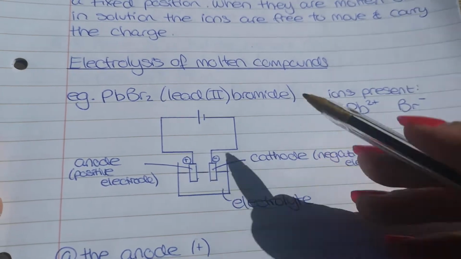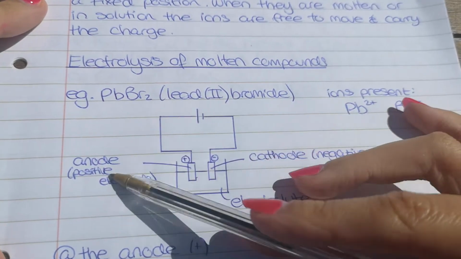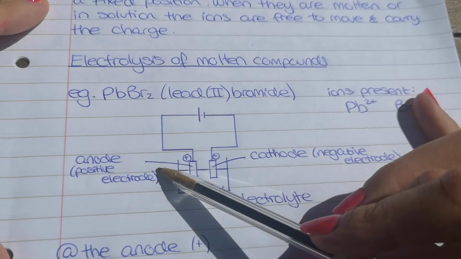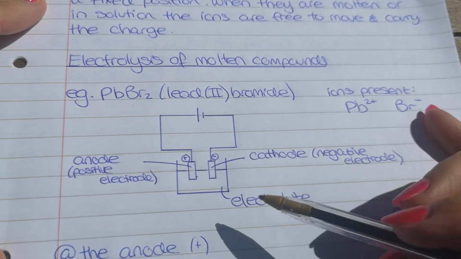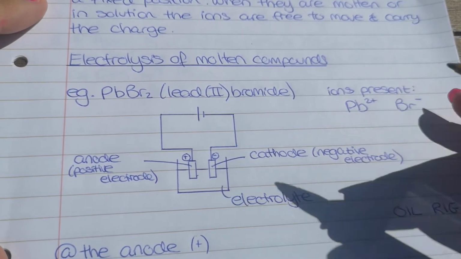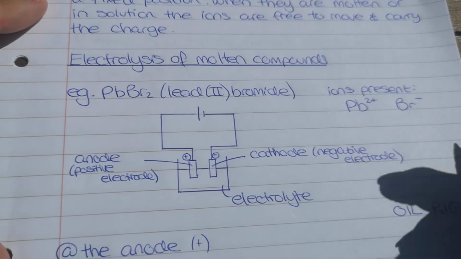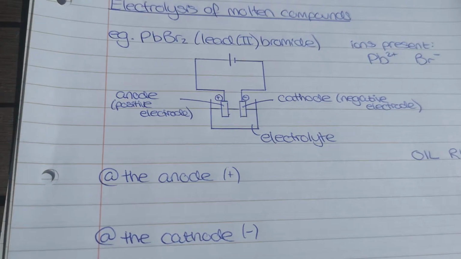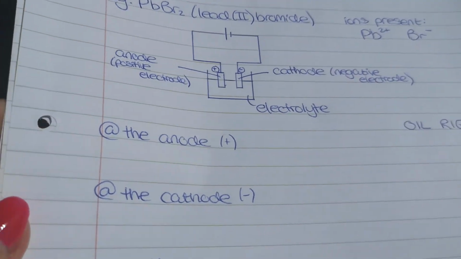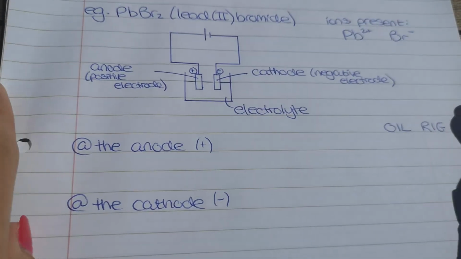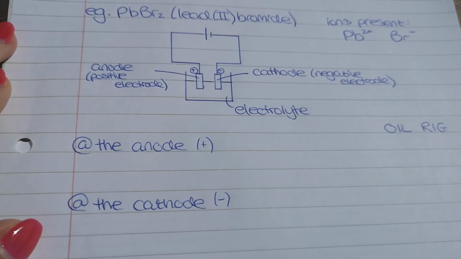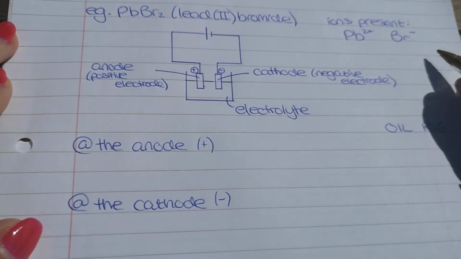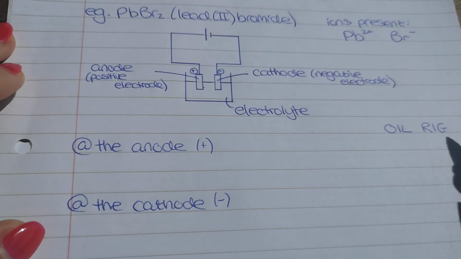Now I've drawn a little diagram, or attempted to draw a little diagram. So you can see we've got the anode, the positive electrode, the cathode, which is the negative electrode, and then our electrolyte here. So this will be our molten lead bromide. Now, what you'll be asked to do is predict the products that are formed at the anode and at the cathode. So the anode is positive, and that means that the negative ions will be attracted there. So in this case, that's the bromide, because the bromide is negative.